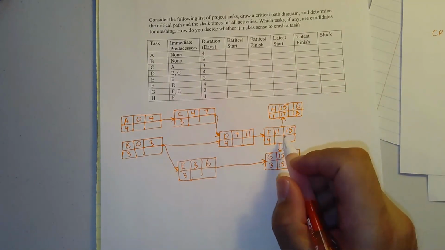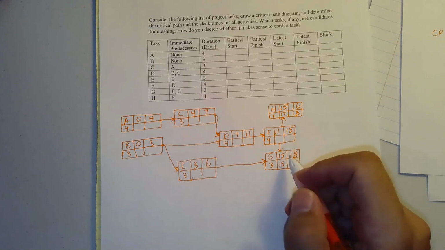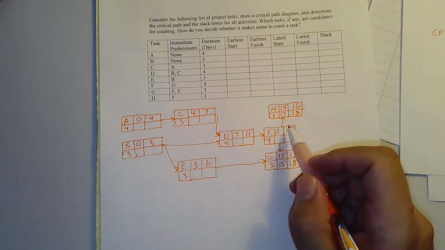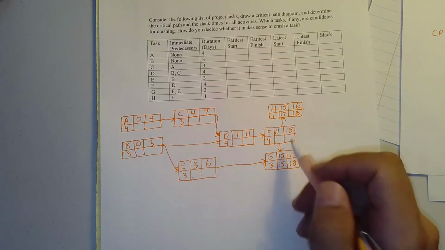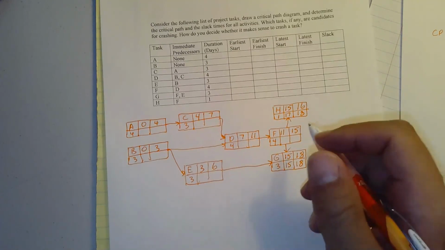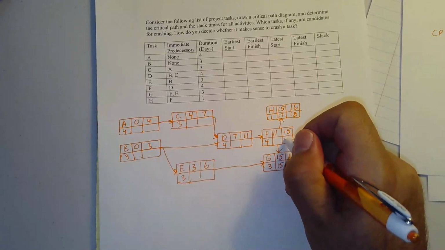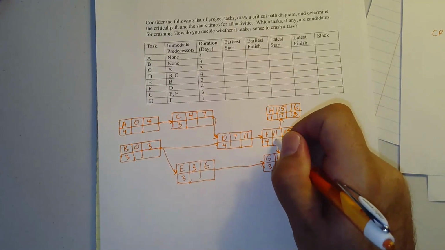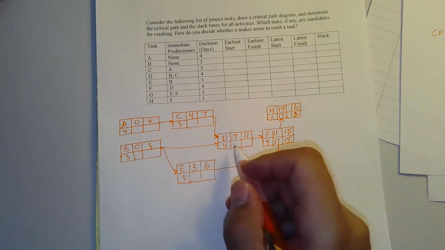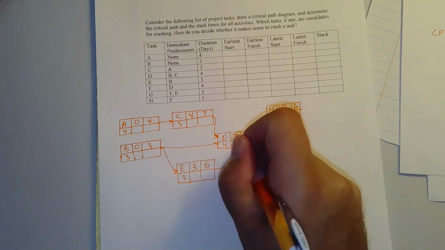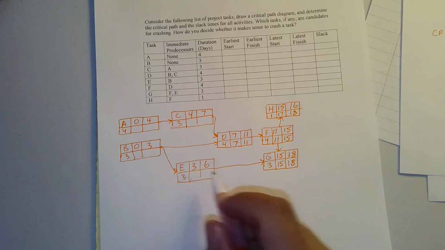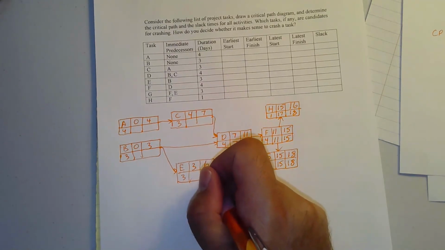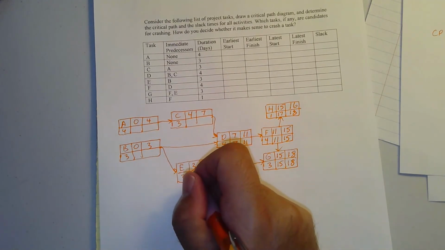I come here. F needs to be done in time for both G and H to start. And so you're looking at the minimum of the late starts of H and G. That would be 17 and 15. The minimum of those is 15, so this has to end by time 15, which means it has to start by time 11. D has to start by time 11, or end by time 11, so it has to start by 7. E has to be completed by time 15, which means it has to start by time 12.